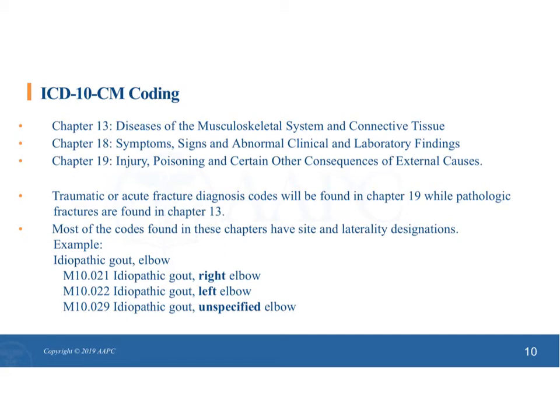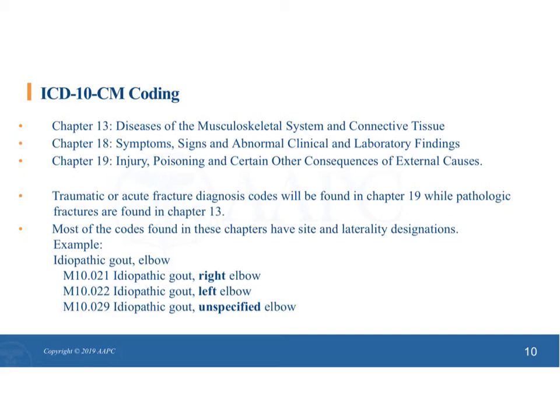Example, idiopathic gout elbow: M10.021 is idiopathic gout of the right elbow, whereas M10.022 is for the left elbow. And then M10.029 is of the unspecified elbow, whereas they did not tell us right or left. The site may be the bone, joint, or muscle involved.